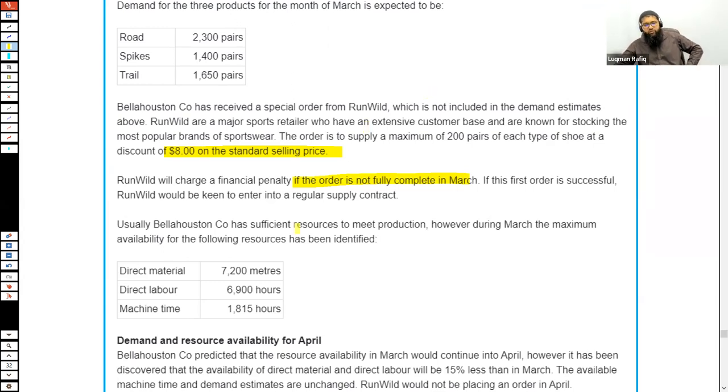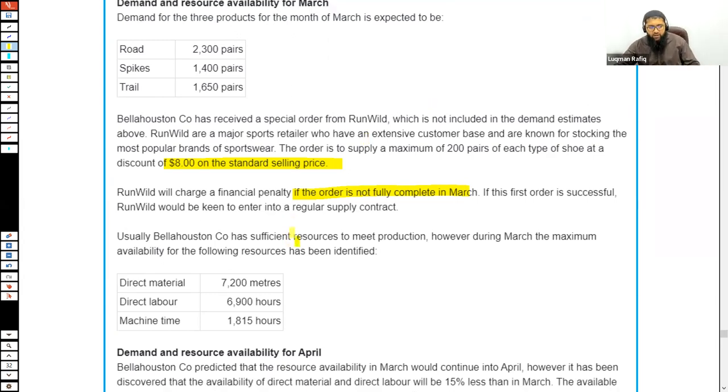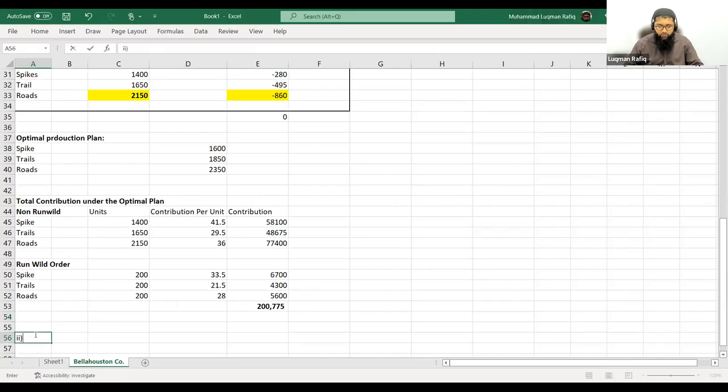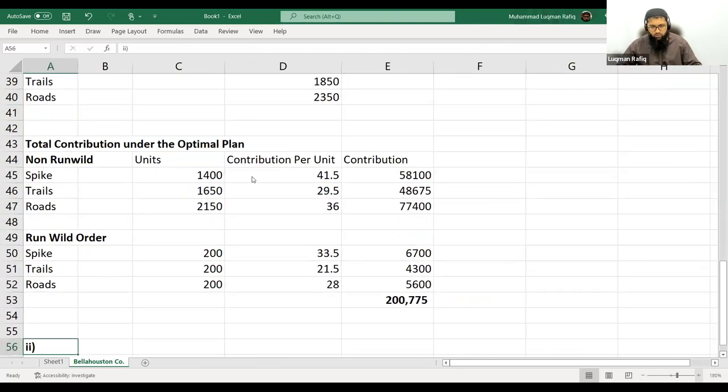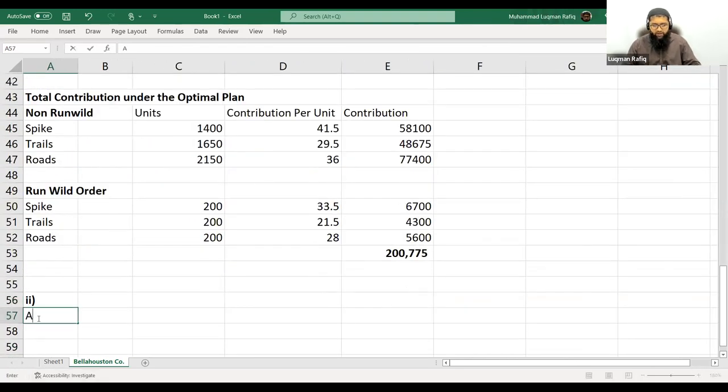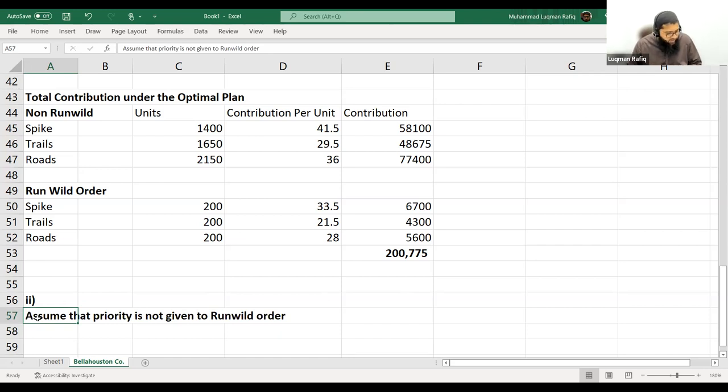Yeah, lost contribution. Now, how are we going to do that? Let's just try to understand that if I talk about part two, assume that priority is not given to the Run Wild order.